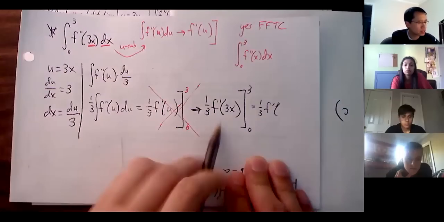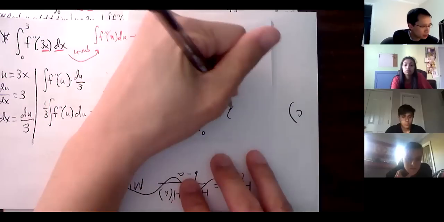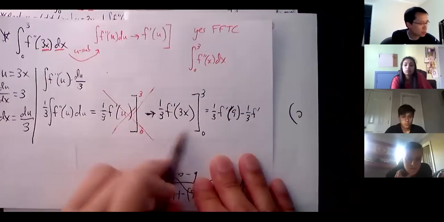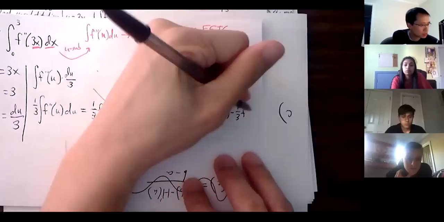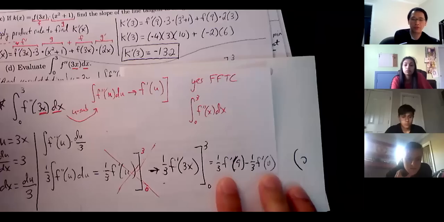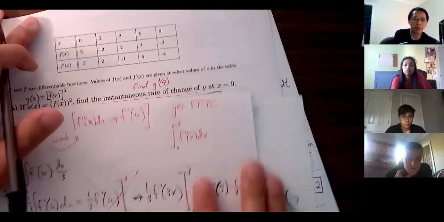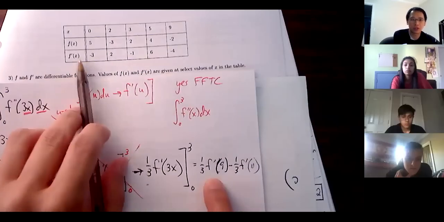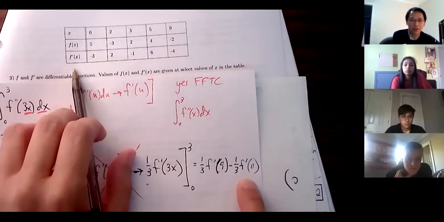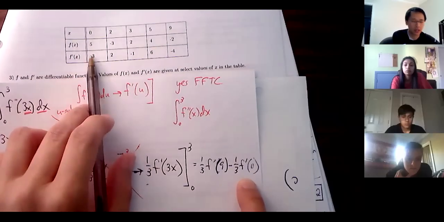Okay. Replace the x with 3. We get 9 there. Replace the x with 0, we get 0 there. And now if you look, we have information available, right? We have the f prime to use. So now f prime of 9 is -4. F prime of 0 is just -3.